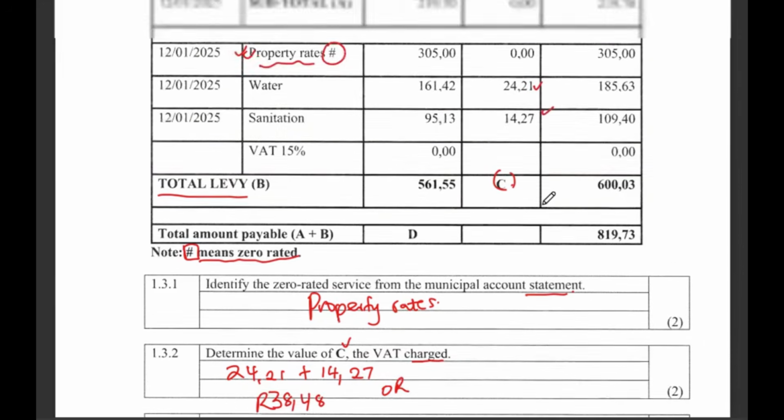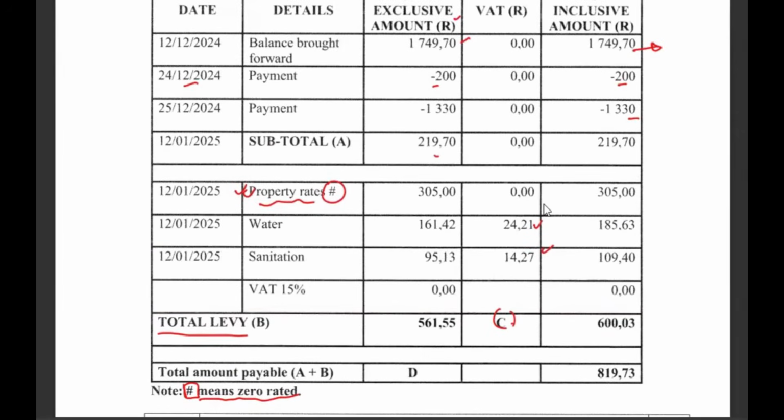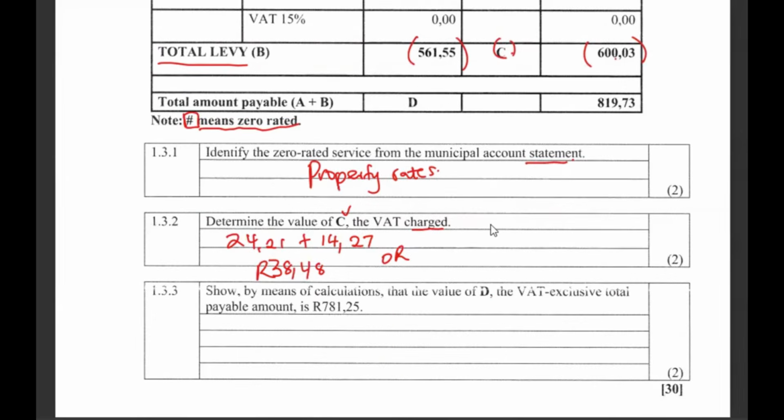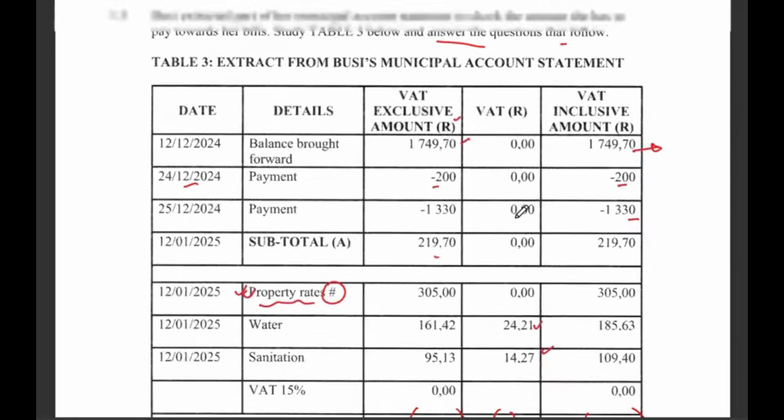Alternatively, one can see that this is the amount that is exclusive. This is the amount that is inclusive. Let's subtract the two amounts and see if we're going to get the same answer. Okay, so 600,03 subtract 561,55. That gives me the same answer, 38,48. So either alternative, you'd still get the same answer.